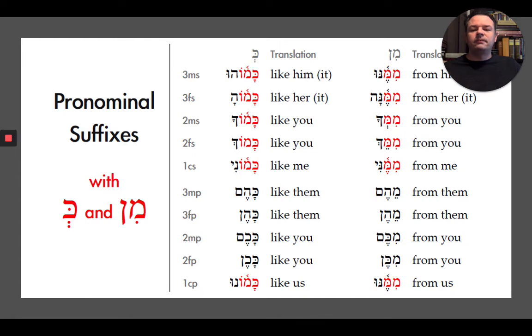kaf preposition, right, it means like or as. And then when it occurs with a pronominal suffix, it's going to occur as like kamo. And then the men is going to occur like mem on a few of them. If you can just remember that, and then you look at the endings, they are by and large the same.